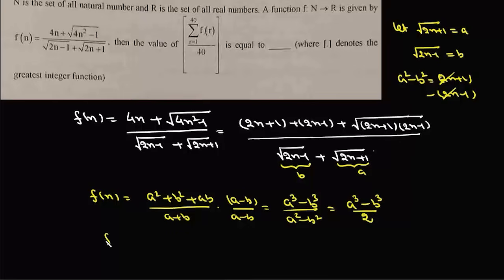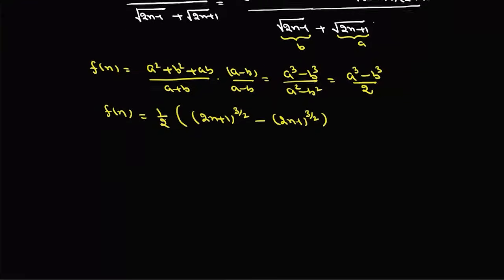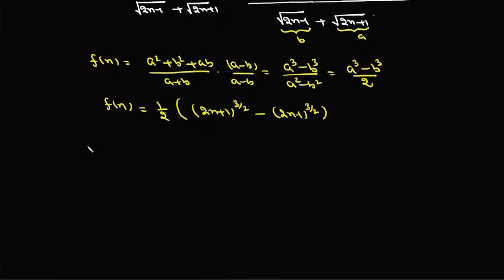So we can write this Fn as 1 by 2, and then it is (2n plus 1) to the power 3 by 2 minus (2n minus 1) to the power 3 by 2. Now we need to find the greatest integer function of this summation divided by 40. So first we'll calculate this summation. So we'll find this summation, r varies from 1 to 40, Fr.